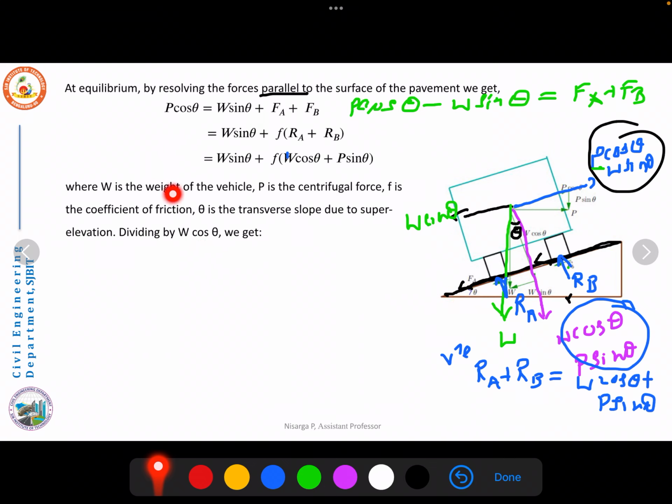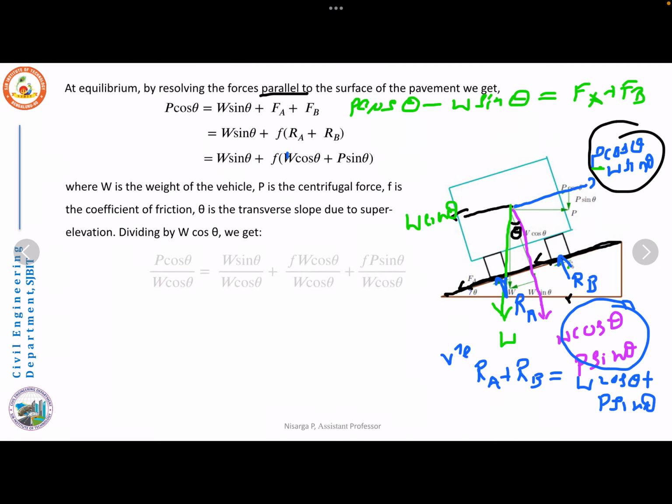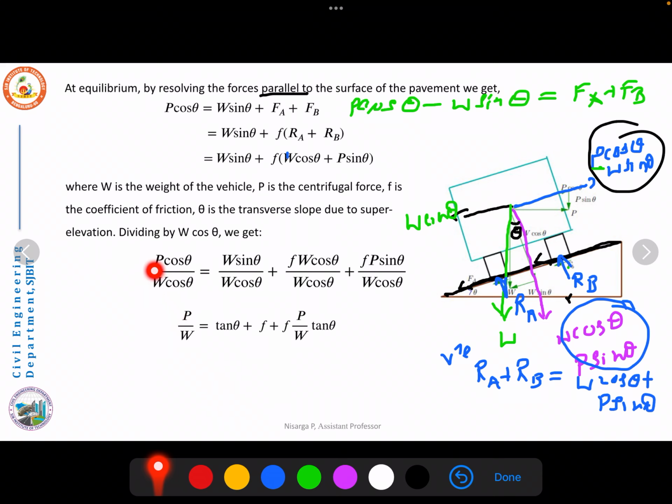Now the entire equation is divided by W cos theta. This is just for further simplification. When we simplify it further, it will become P by W.